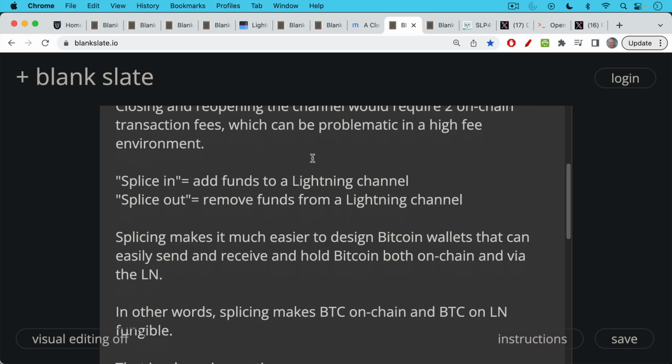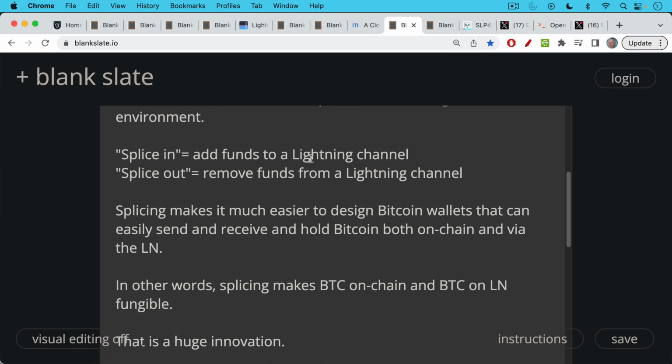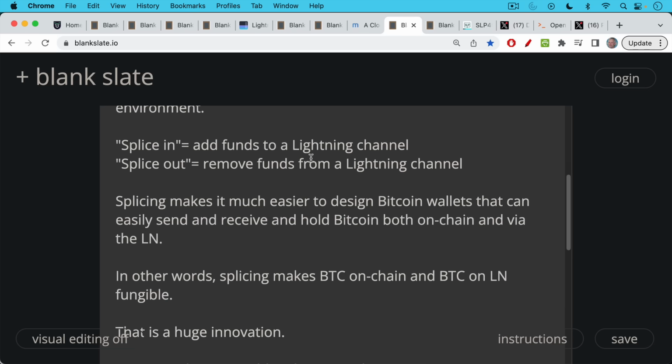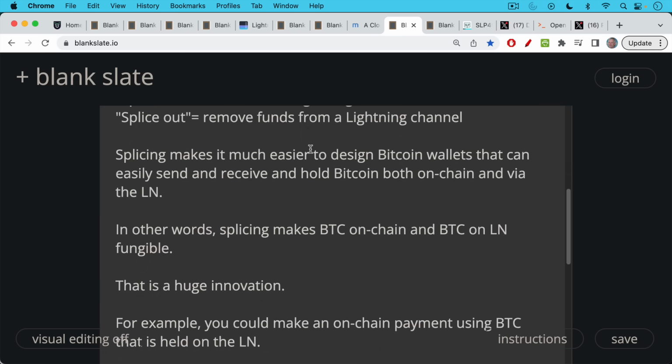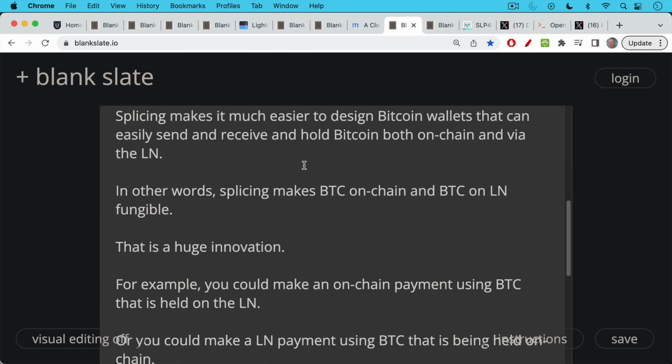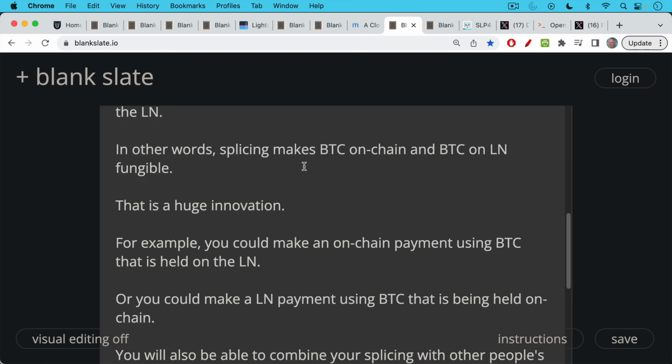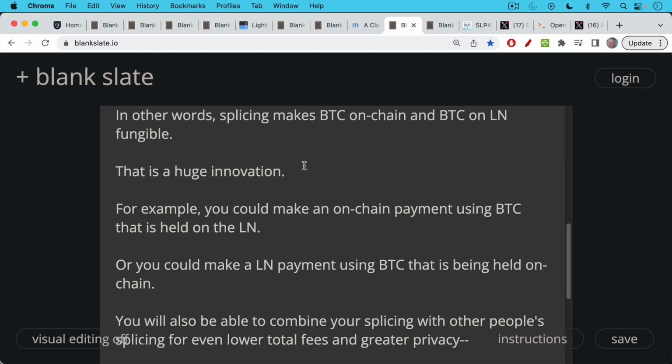And splicing makes it much easier to design unified Bitcoin wallets that can easily send, receive and hold Bitcoin both on-chain and via the Lightning Network. And this will mean lower fees for people who use those wallets as a result. In other words, splicing helps to make Bitcoin on-chain and Bitcoin on the Lightning Network much more fungible. And that in itself is a huge innovation. For example, you can make an on-chain payment using Bitcoin that is held on the Lightning Network, or you can make a Lightning payment using Bitcoin that is being held on-chain. And this would all be happening behind the scenes.